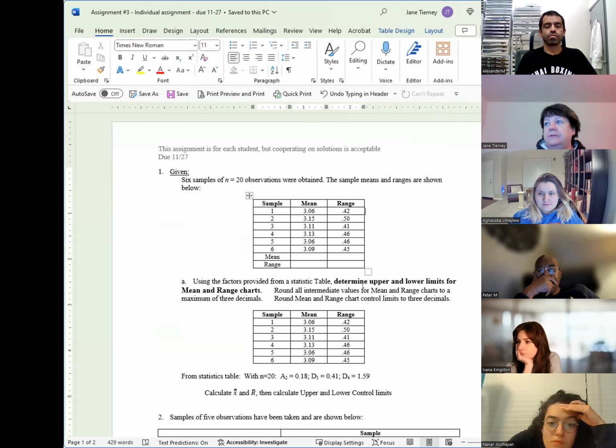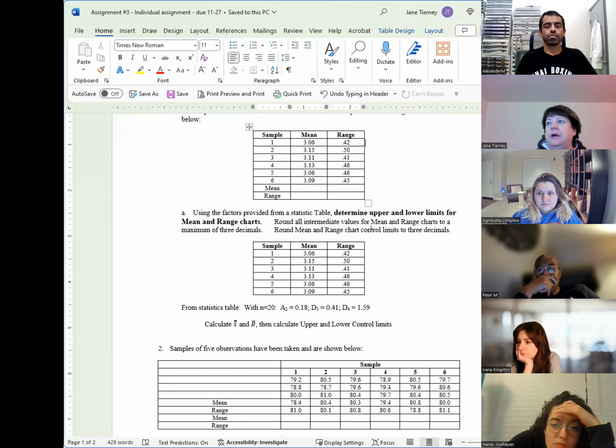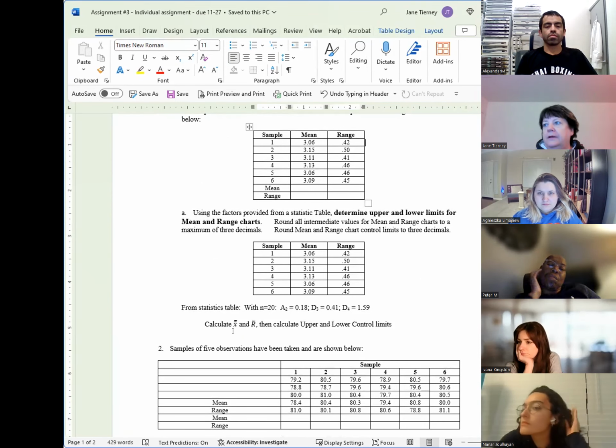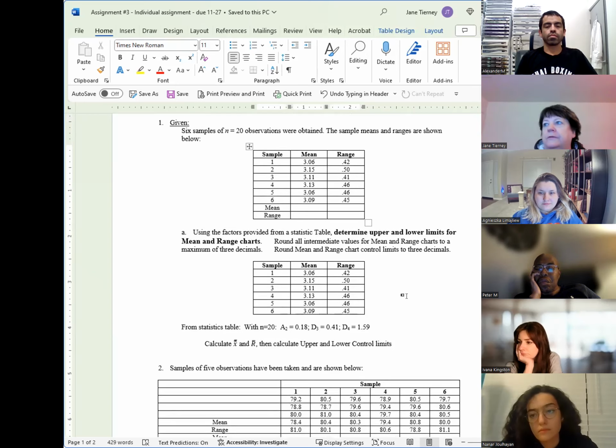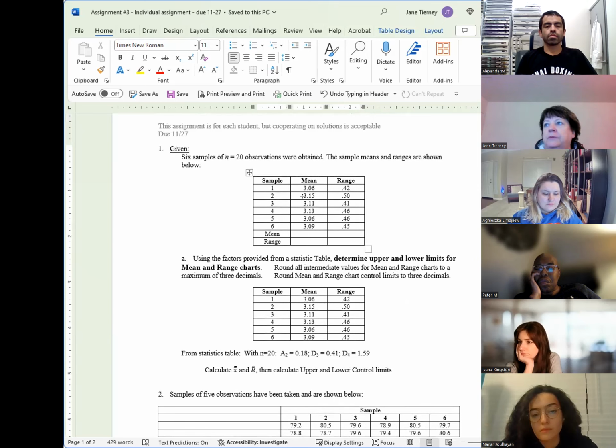This one says determine the upper and lower control limits for both the mean and the range charts. And so that's the A part. And then calculate the X bar and the R bar, and then the upper and lower control limits for the R. So you want to do the mean and the range in that.